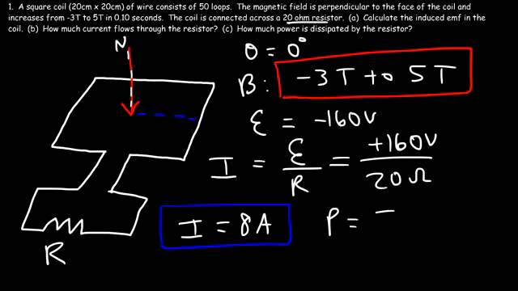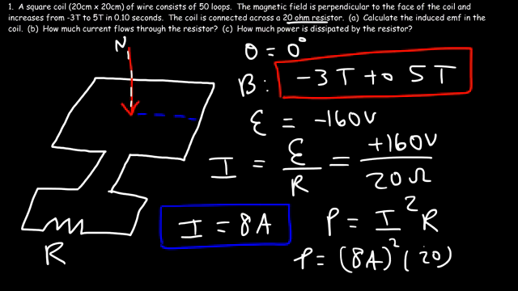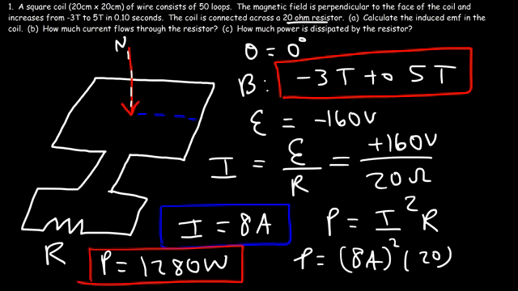So the power absorbed by the resistor, we can use this formula. It's I squared times R. So 8 squared times the resistance of 20 ohms. 8 squared is 64. 64 times 20, that's equal to 1,280 watts. And so a lot of power can be generated by a change in magnetic field or a change in flux in the coil of wire.